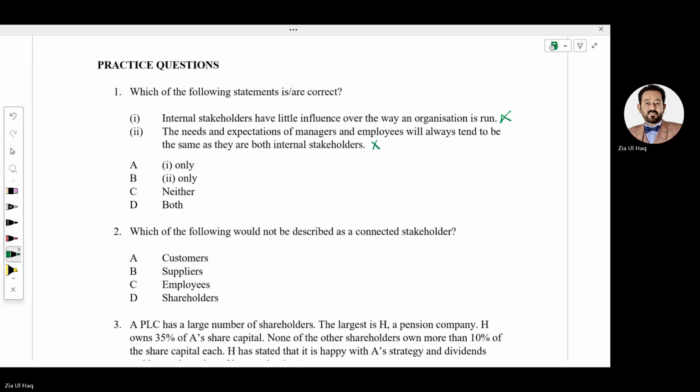So which option is correct? Number 2, which of the following would not be described as connected stakeholder? Who are connected? External. Who is not external?